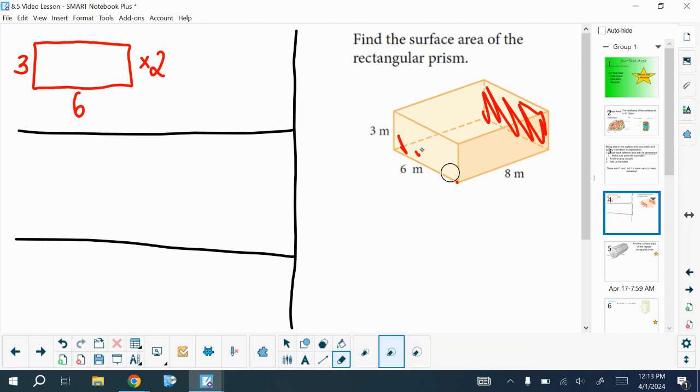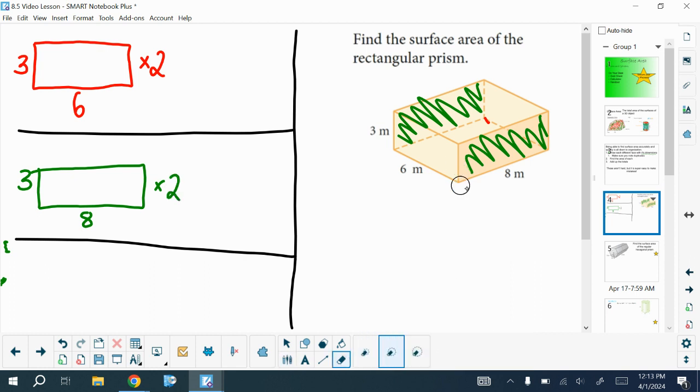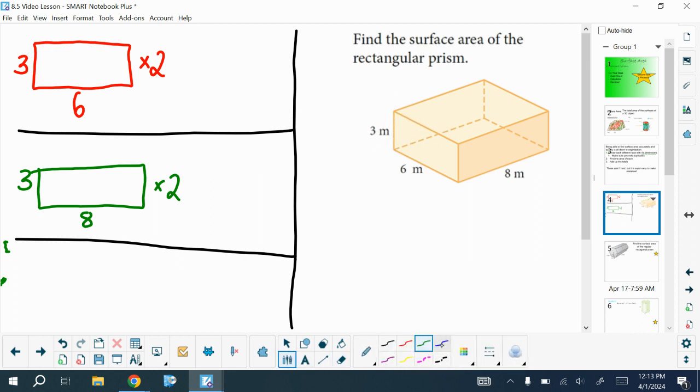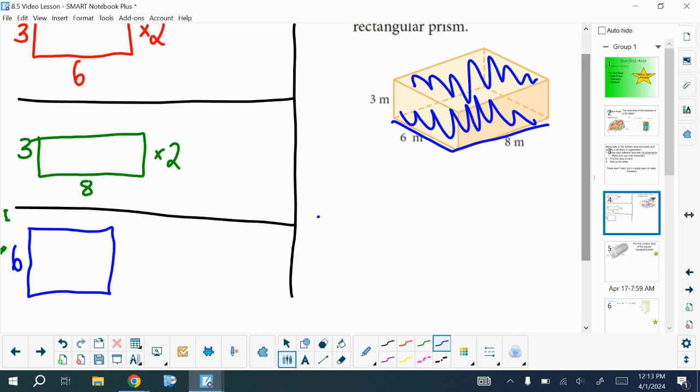Then I can get rid of those. We'll switch over to a different color here. If we do this side, there's one there. There's another one that's the exact same there. And these are 3 tall by 8 long. And there's 2 of those. And then after that, we've got the top and the bottom of this box. So we have a shape up here. I'll do that in blue. We have a shape up here. And we have a shape down here. And those are 6 by 8. So I'll do 6 there, 8 there, and just make a note that there are 2 of those.